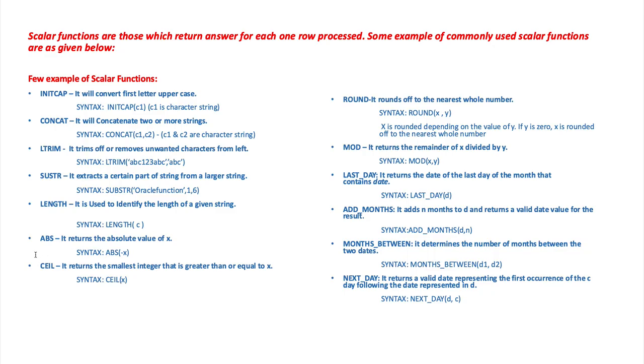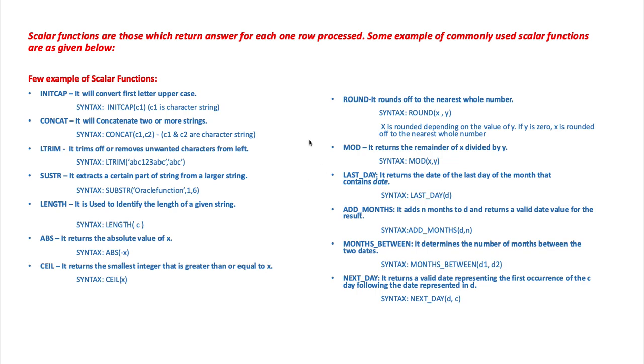Next one is the absolute function, ABS. It returns the absolute value of x. Syntax is given here: ABS inside parentheses. Suppose the value of x is negative, then it converts into a positive value. Next one is the ceiling function, that means CEIL, C-E-I-L. It returns the smallest integer that is greater than or equal to x. That means CEIL(x) gives the value of the smallest integer that is greater than or equal to x.